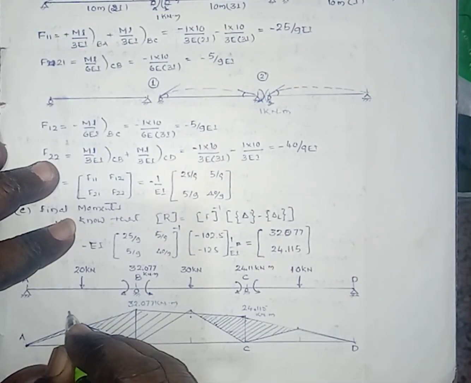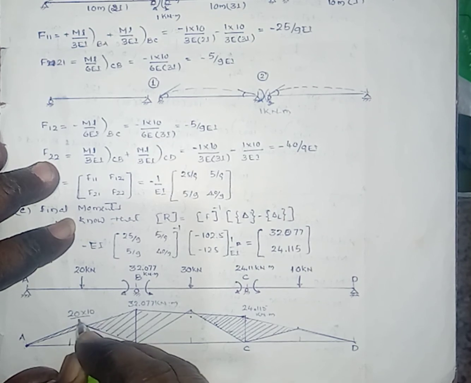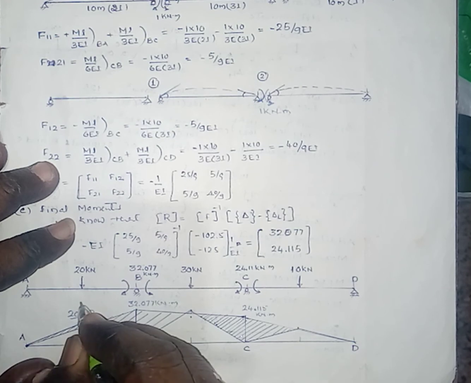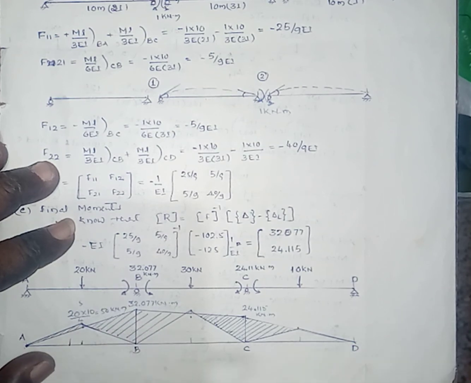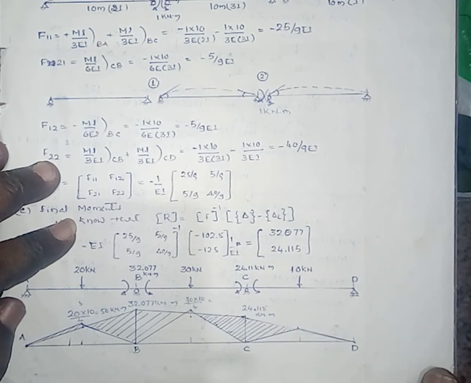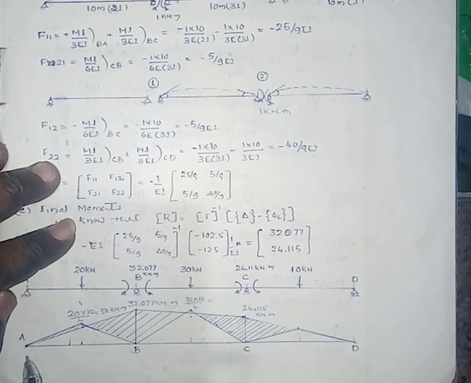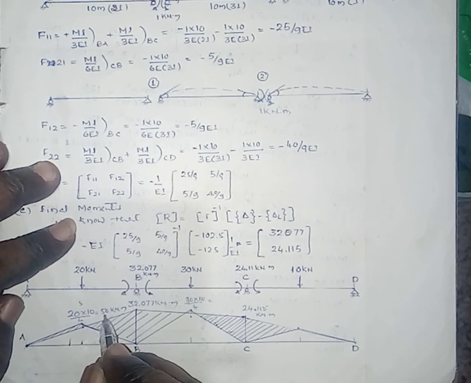This one is 20 into 10 by 4, that one is 50 kilonewton meter, that is WL by 4. This one is 30 into 10 by 4. Here the maximum bending moment occurs below the point load. At the support the bending moment is 0. That is WL by 4, that is 20 into 10 divided by 4, that one is 200 by 4, 50 kilonewton meter.